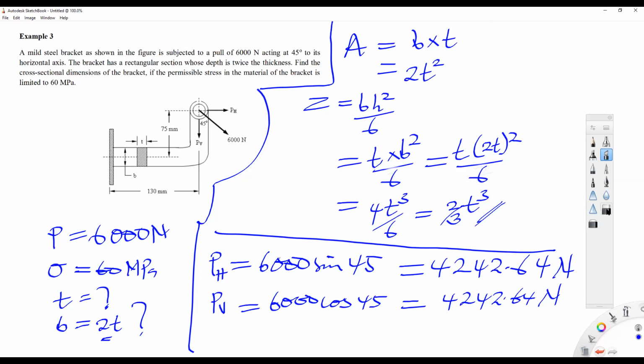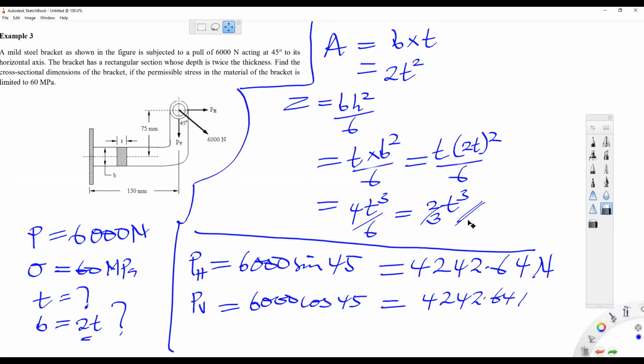A. So we have this expression. Let me move my board away a bit.